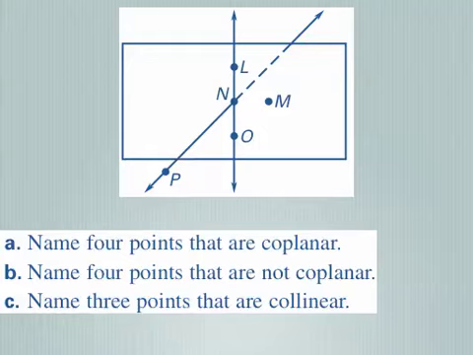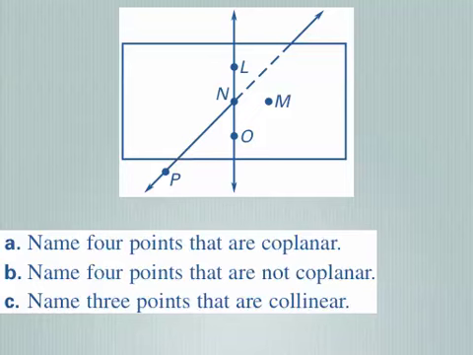The first example, A, asks us to name 4 points that are coplanar. If you look at the picture they've given us, we have a plane represented by the rectangle, and then there are 2 lines extending through the plane. If you notice, L, N, and O are all on one line going vertically through the rectangle. That line would actually be on the plane.